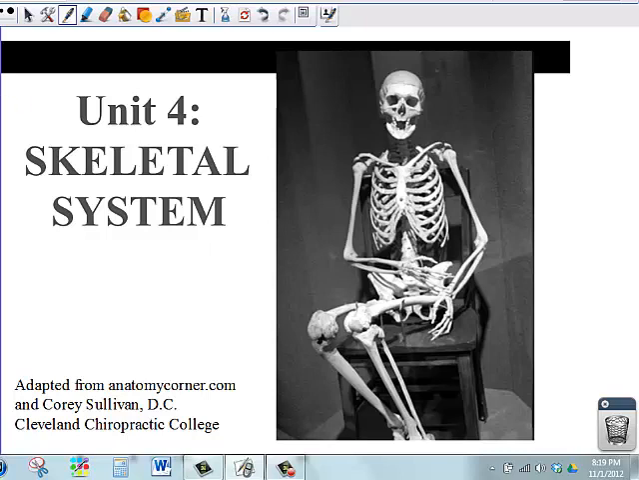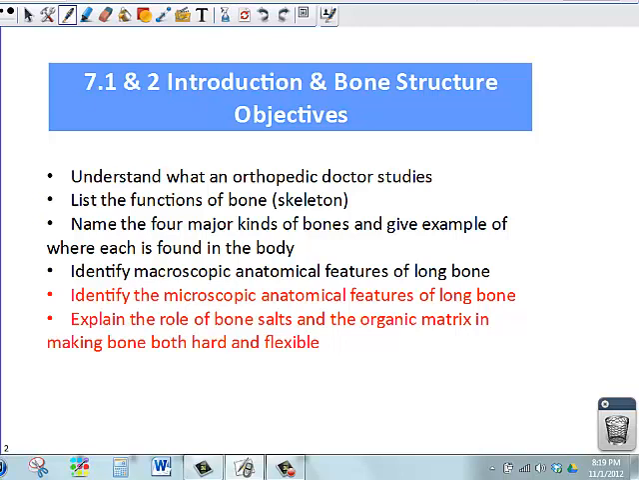Welcome to part 2 of the Unit 4 Skeletal System screencast. In this screencast, we will identify the microscopic anatomical features of the long bone and explain the role of bone salts and the organic matrix in making bone both hard and flexible.